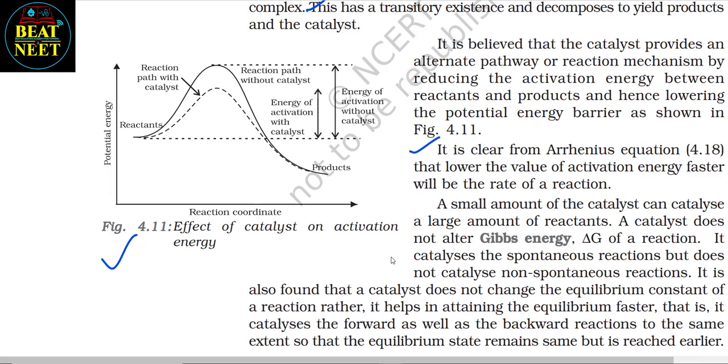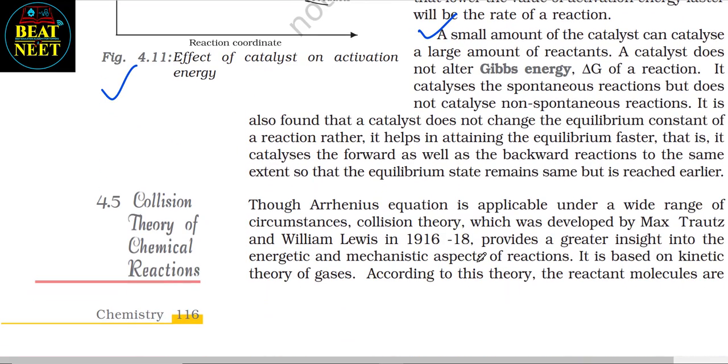It is clear from the Arrhenius equation that the lower the value of activation energy, the faster will be the rate of reaction. A small amount of the catalyst can catalyze a large amount of reactants. A catalyst does not alter the Gibbs energy, delta G, of a reaction. It catalyzes the spontaneous reaction but does not catalyze non-spontaneous reactions. It is also found that a catalyst does not change the equilibrium constant of a reaction; rather, it helps in attaining the equilibrium faster. That is, it catalyzes the forward as well as the backward reaction to the same extent, so that the equilibrium state remains the same but is reached earlier.